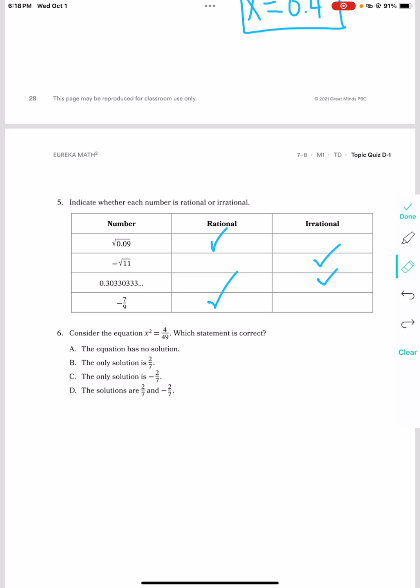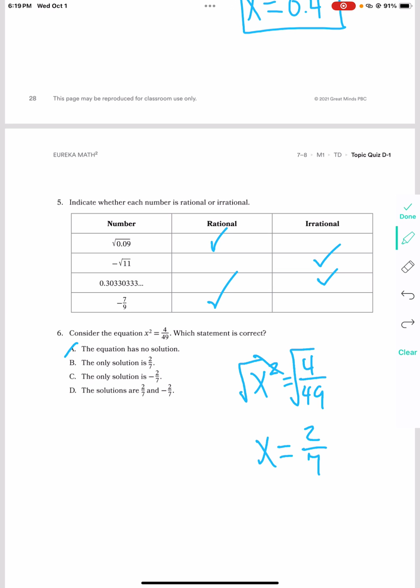Well, we should know that that's not true, because if we try to solve this equation, that's how we would find the solutions. First we have to get rid of the squaring of x, which means we put both sides under the square root sign. What you do to one side, you have to do to the other. So that would be x equals, remember I told y'all when we square root fractions, we take them one piece at a time. The square root of 4 is 2, and the square root of 49 is 7. So it definitely has a solution, so that means A would not be an option.